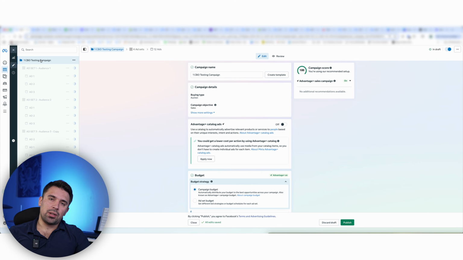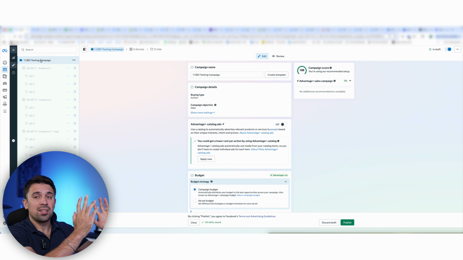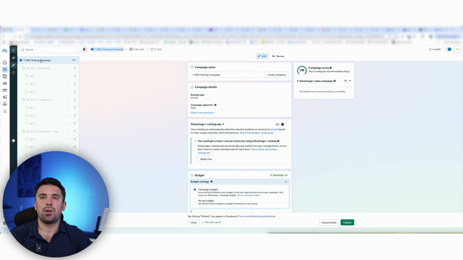The last reason why I don't like this setup is that you don't have that much optionality, right? If you have this one CBO where all the ad sets impact each other, what are you going to do if something goes bad? You just have one campaign, for example. All you can really do is lower the budget. You can lower the budget, you can maybe turn off some ad sets that are underperforming. In reality, you don't have that many options, right?